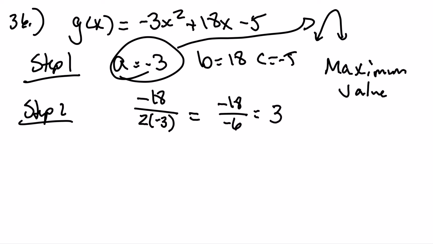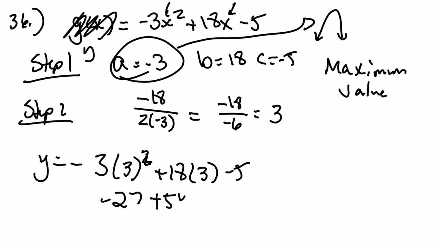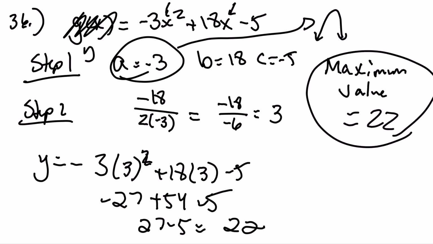That's not my value, that's the x. I have to plug that x in right there and right there. So I get negative 3 times 3 squared. Now guys, remember, if you don't like the g of x, you can just write y. So I say y equals negative 3 times 3 squared plus 18 times 3 minus 5. 3 squared is 9. I get minus 27 plus 54 minus 5. I get 27 minus 5, which is 22. So my maximum value equals 22. That's it for 36.